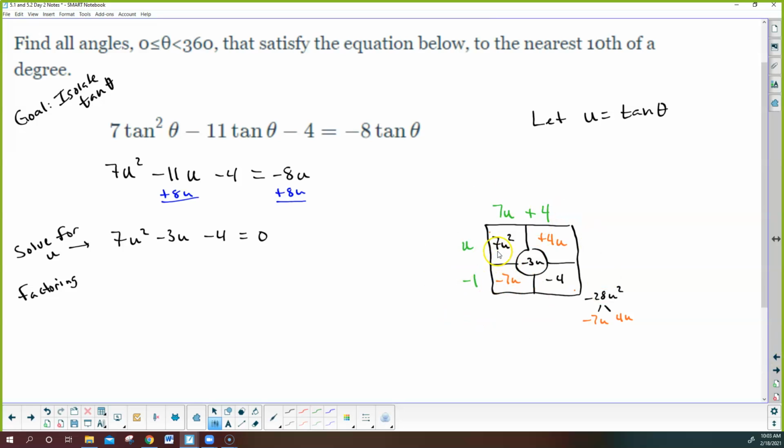Now the best part about this area model is that all these terms, you can check your answer really quick. The 7u times u gives me 7u squared. 4u times u gives me 4u. 7u times negative 1 is negative 7u, and negative 1 times 4 is negative 4. So I know these factors are correct.